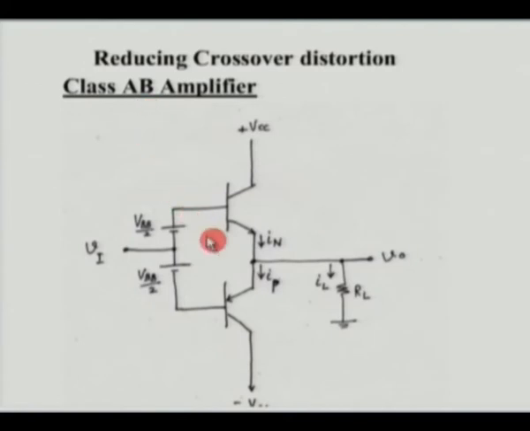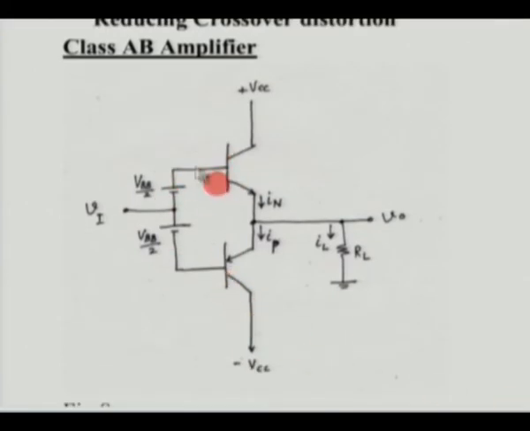Now let us look at a conceptual diagram where you could see the signal being applied to the base here. The difference between this particular circuit and the circuit of the class B amplifier was, in the case of a class B amplifier, we did not have this small biasing here. Here we have introduced a small battery called VBB by 2, and here also. So for both the transistors we have introduced a small battery.